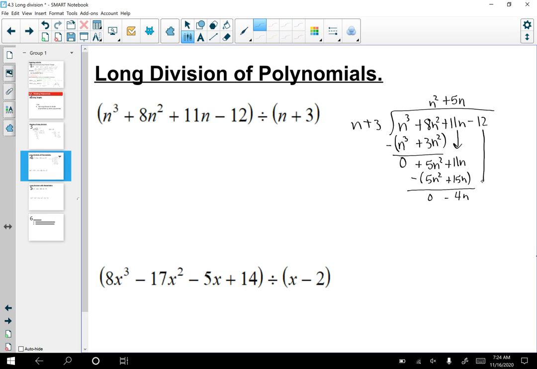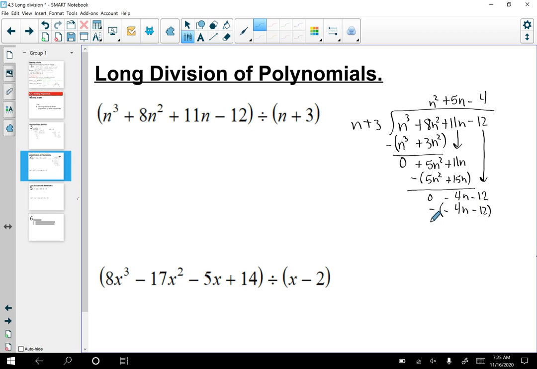Again, I bring down my 12. Careful, that's minus 12. N times what gives me negative 4n? So notice my sign here is negative, so it's going to be subtract. And n times negative 4 gives me negative 4n. So negative 4 times n, negative 4n. Negative 4 times 3 gives me negative 12.